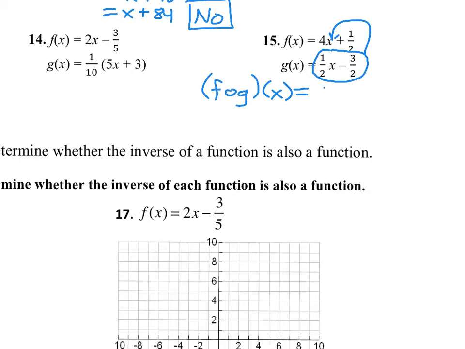So in this case we have 4 times 1/2 x minus 3/2 plus 1/2. Distribute and simplify. 1/2 of 4 is 2. 2x minus 4 times 3/2 is 6. So 2x minus 6 plus 1/2. Well, we can already tell that doesn't equal x, so I can already write no.